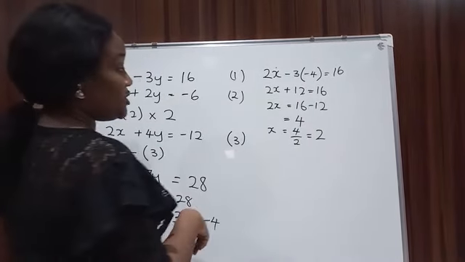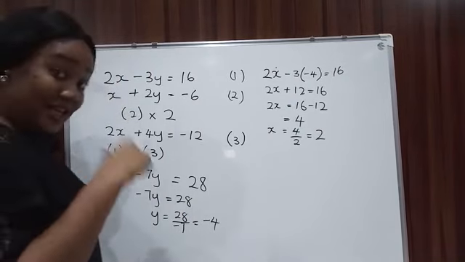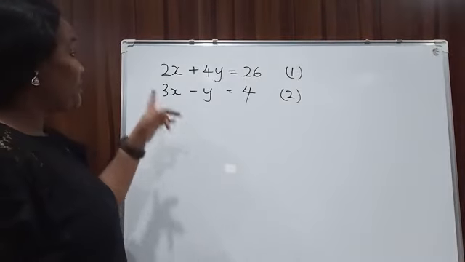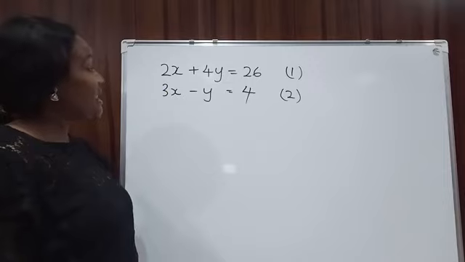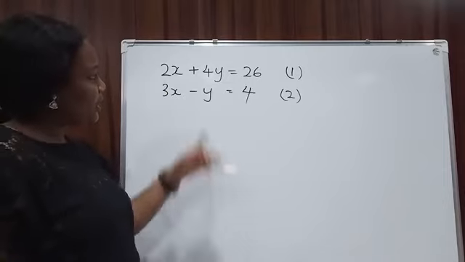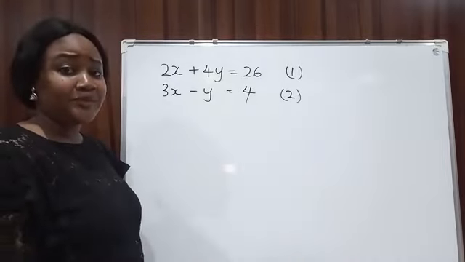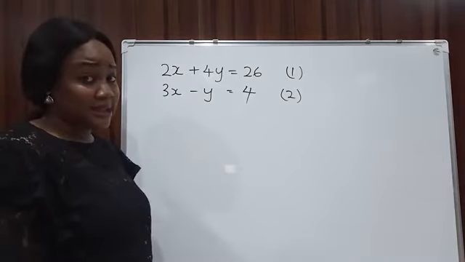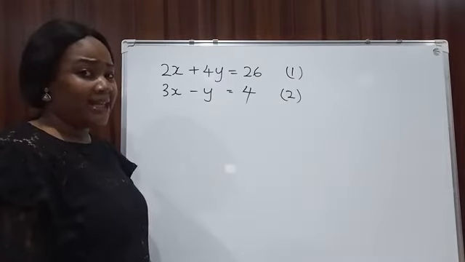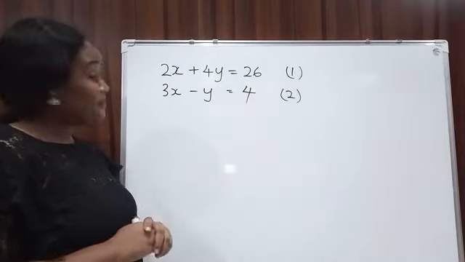So we can try substituting x and y into the equations and see if we are actually correct. So let's look at this equation. We have 2x plus 4y equals 26 and 3x minus y equals 4. Now, not the same. We need to make one of them the same. So let's work with y. Let's try to make y have the same coefficients.